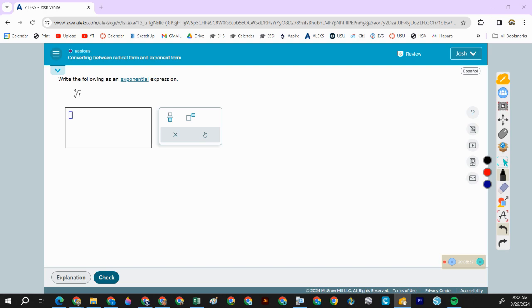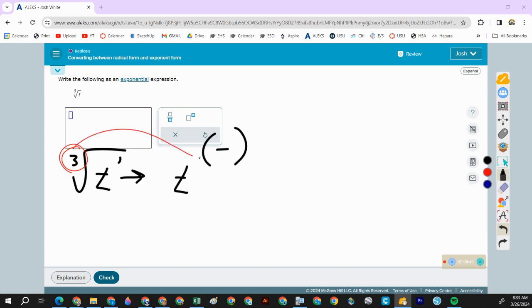Write the following as an exponential expression. So this is the third root of t to the first. When we convert it into an exponent, it's going to look like this. This number goes in the bottom of the fraction, and this number goes on the top of the fraction. So this would be t to the 1/3.